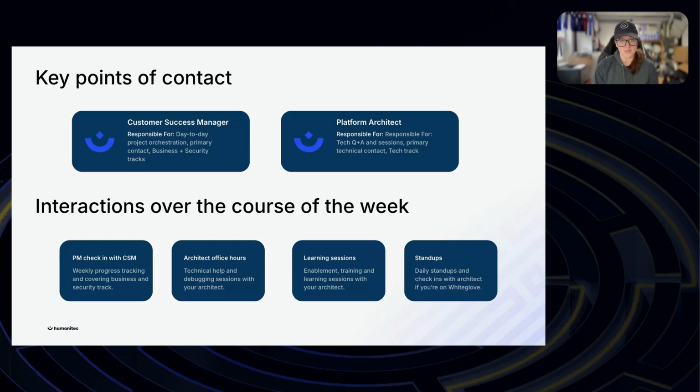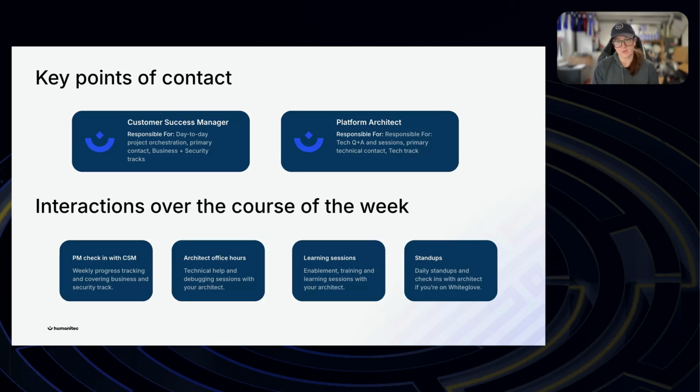Each week, we have a key set of interactions that we want you to have with your Humanitec team in order to be successful. So weekly, we have a project management check-in with your CSM. So this is just progress tracking, covering business and security track. You can also cover the tech track in this time. From the architect perspective, we want you to get engaged with office hours. So we generally recommend an hour weekly where your architect can help debug things with you, give you the technical help you need, and go into the deeper questions you might have.